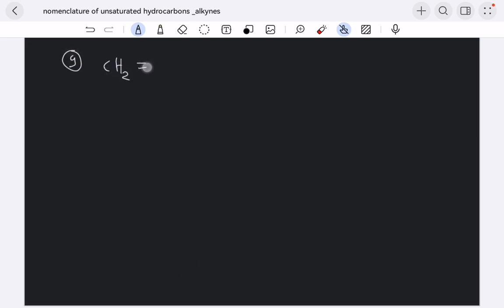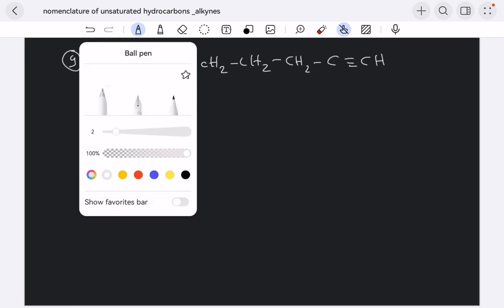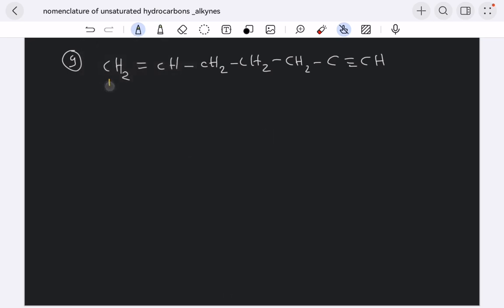So let's say CH2, we have CH, CH2, CH2, another CH2, then C, triple bond, then CH. So what could be the name of this particular compound? Remember, the correct counting should start from where the double bond is. So you start from here: 1, 2, 3, 4, 5, 6, 7.